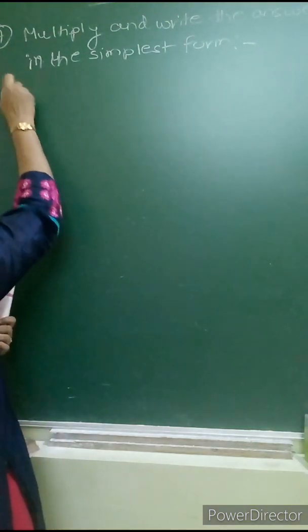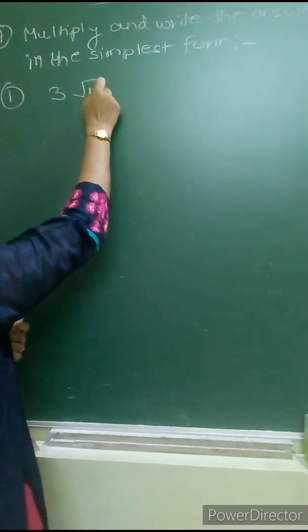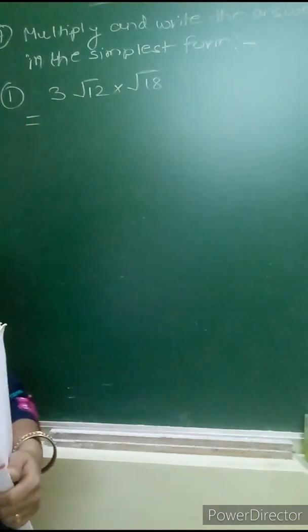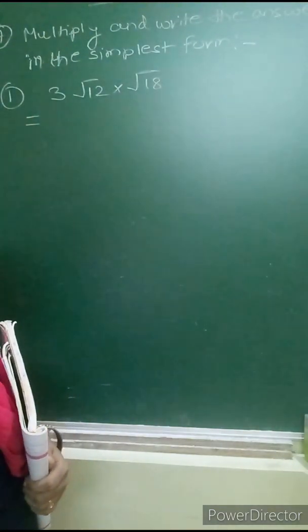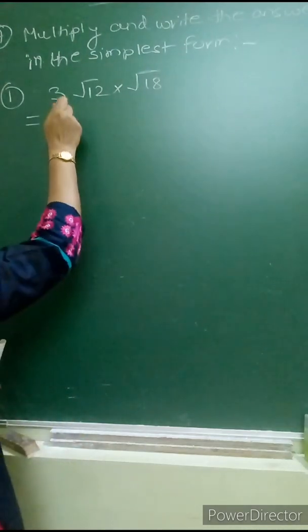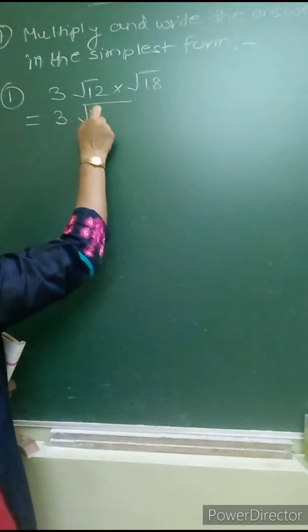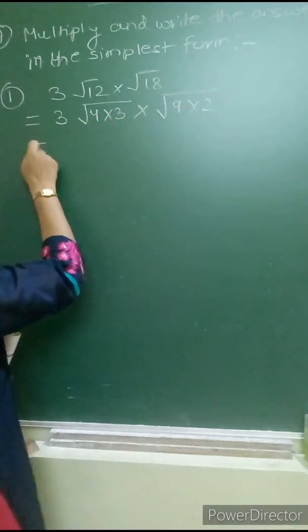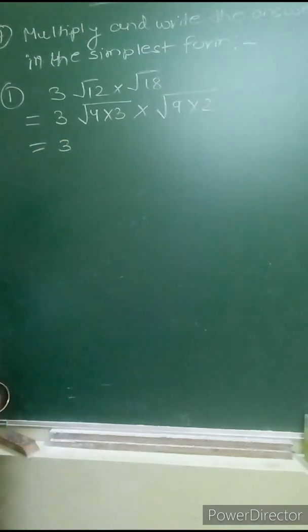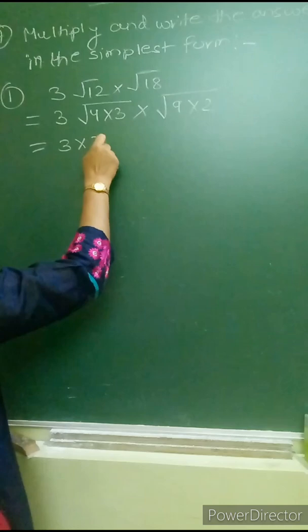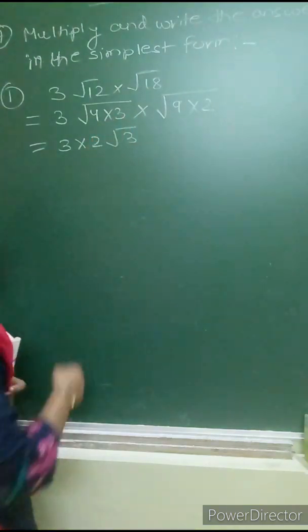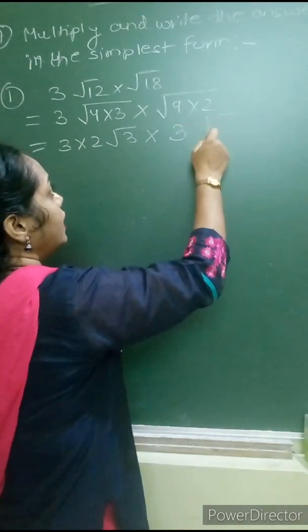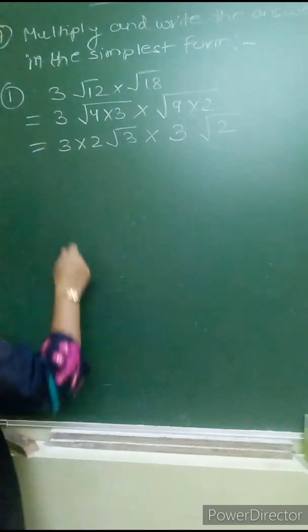So the very first step in this is we have to write the given surds in their simplest form. For example, we have been given 3 and square root of 12 and square root of 18. Now 12 can be written as 4 into 3 and 18 can be written as 9 into 2. So in the next step we can write the square root of 4, which is 2, out, and 3 continues to remain in the radical sign. Similarly, the square root of 9 comes out, which is 3, and 2 continues to remain inside the radical sign.